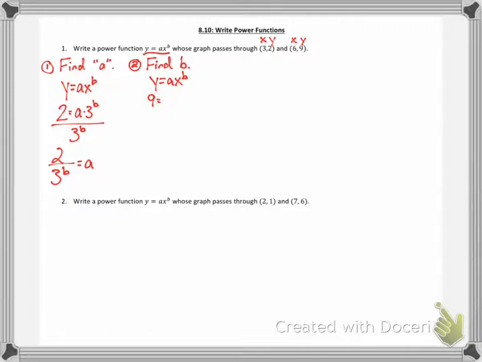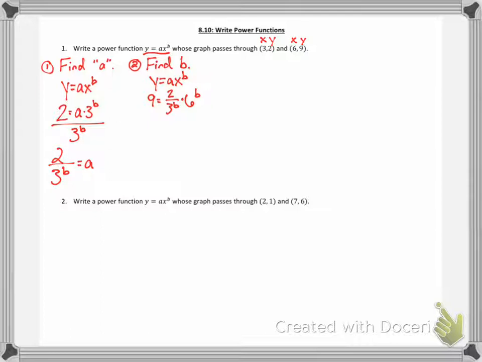I now have something I can plug in for a, based on what I did in the last step. So instead of just writing a, I'm going to use that 2 over 3 to the b power, times, I have an x value from that second point of 6 to the b power. Again, the reason we do it this way is if you look now at the problem, I have an equation where I only have one variable. That's a good thing because then we can actually go solve for that variable.